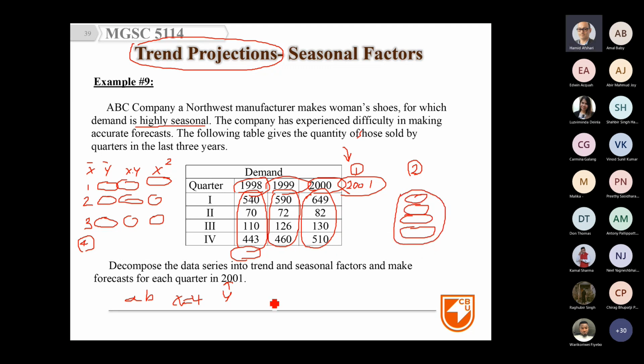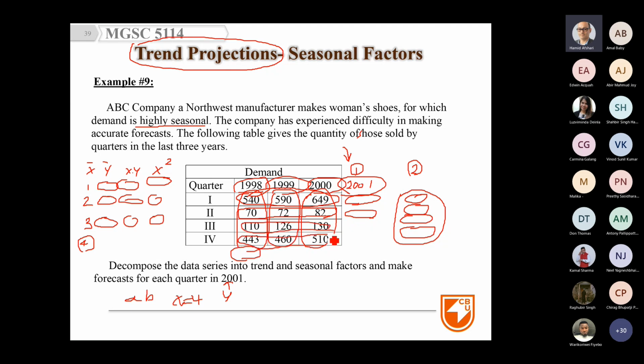How can I do that? Any idea? You find the ratio of each season against the total. Exactly. So all I'm going to do is find how much is the average of these numbers. I'm going to write it down here, or summation is also fine. How much is the summation of these numbers?